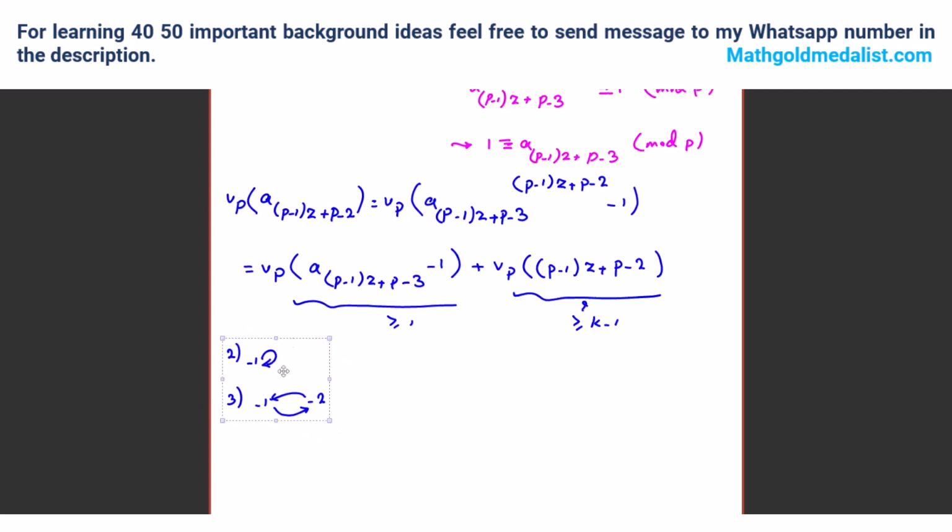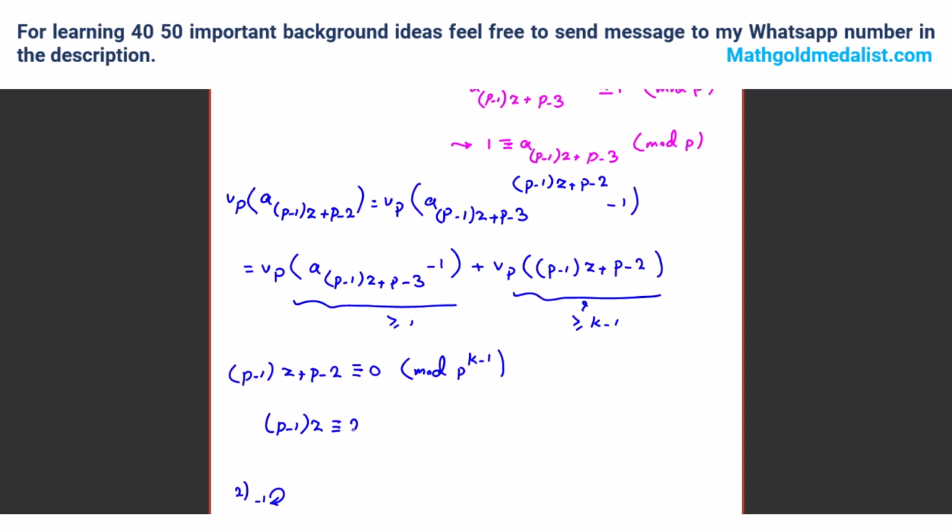How can we prove this part? We should say, okay, (p minus 1) z plus p minus 2 should be 0 mod p to the k minus 1, right? So we can say (p minus 1) times z is congruent to 2 minus p mod p to the k minus 1. So because the GCD of p minus 1 and p to the k minus 1 is 1, we can easily prove it.